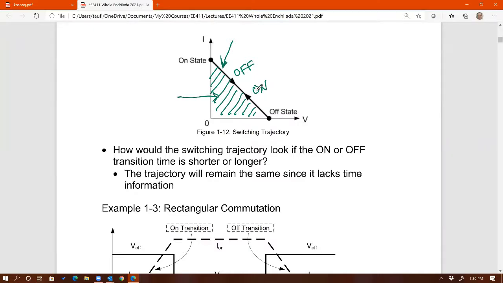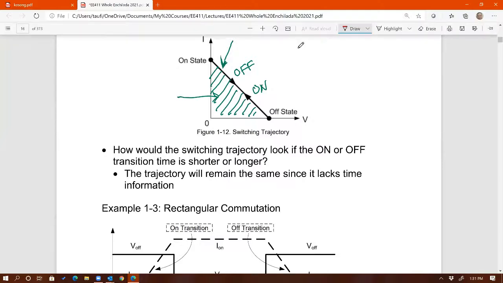And that's the drawback of switching trajectory. Do not try to calculate switching loss from switching trajectory. This is just to show you how the switching waveform behaves during the transition. And why is it important? It has to do with what we call SOA, safe operating area, which we're going to talk about next week. But when it comes to switching loss, you cannot calculate it from here.